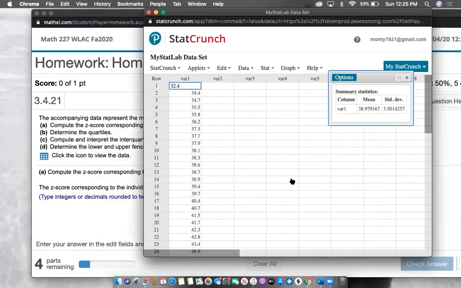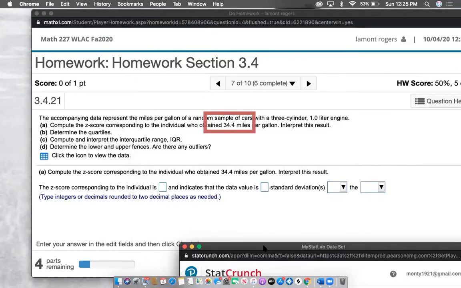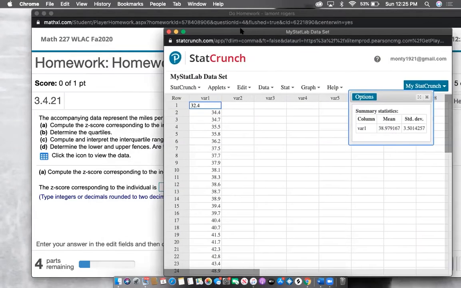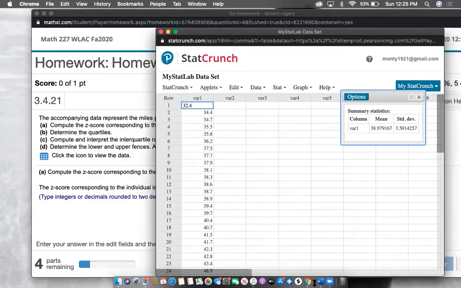So it's going to be 34.4 minus the mean. Wait, hold on. Where does the 34.4 come from? It's given right there in part A. Okay, yeah, so that's X. Yeah, that's X. So if you want to do this in StatCrunch, you can, but I prefer Desmos.